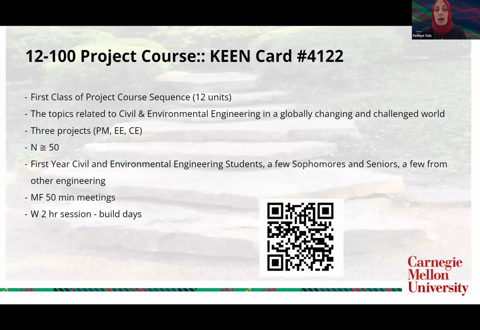But I was offered to choose any topic related to civil and environmental engineering in a globally challenged world. And I'm like, waste is my area. I have been trained as an air quality engineer, and I really like to make a change in the way that we manage waste. The 3 projects that this course usually offered: one was project management related, one was related to environmental engineering, the other one was civil engineering.